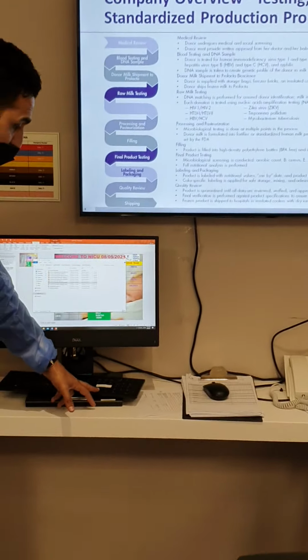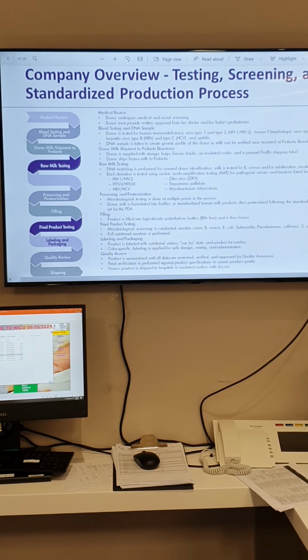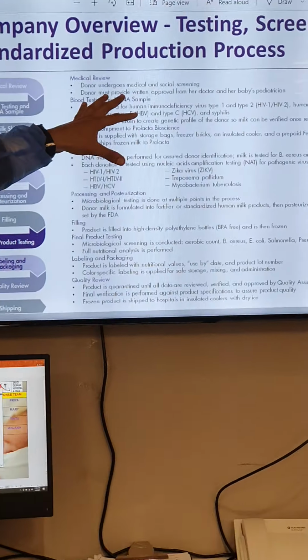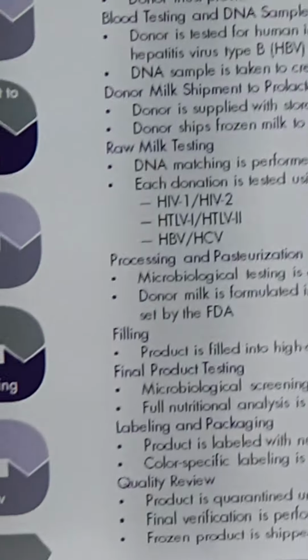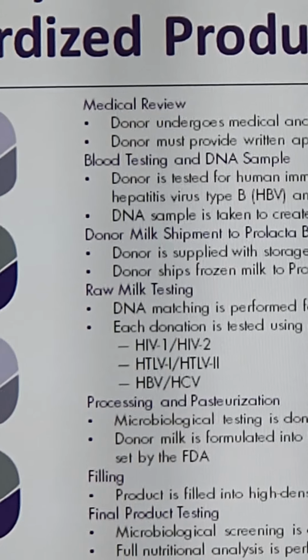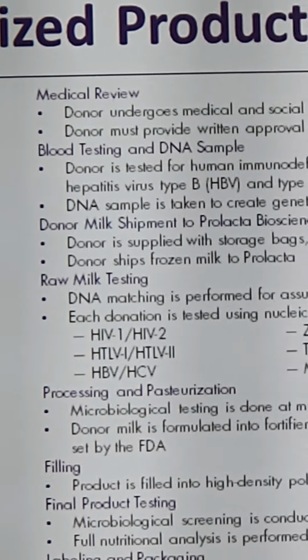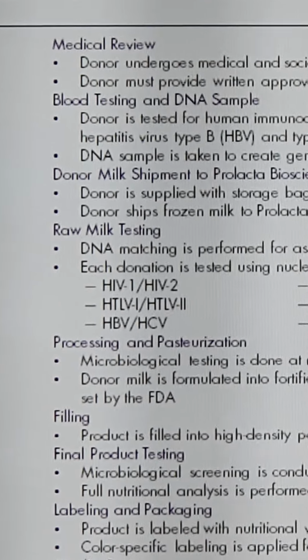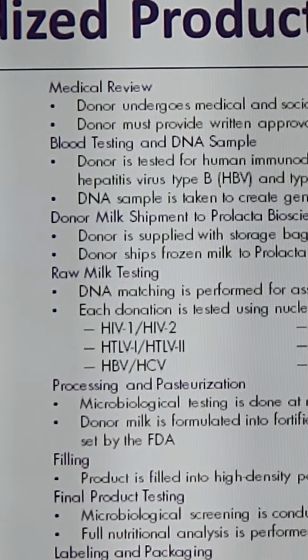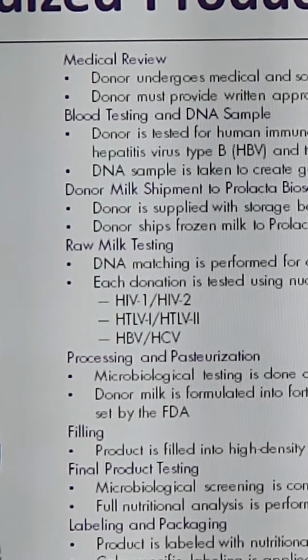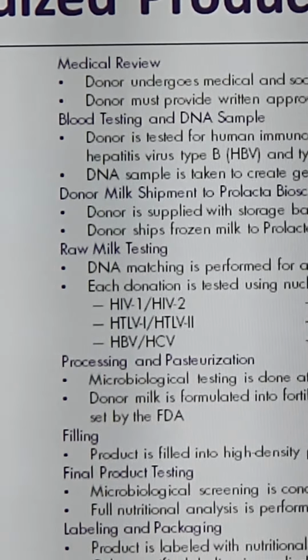This is the standard operating procedure of the human milk. First of all, they do a medical review. A donor will ask her pediatric doctor, gynecologist or dietitian from her hospital for medically eligible criteria. Once her doctor says she has enough for her baby and she has extra to donate, she will be qualified. They will do DNA testing for her عشان يعملوا genetic matching.